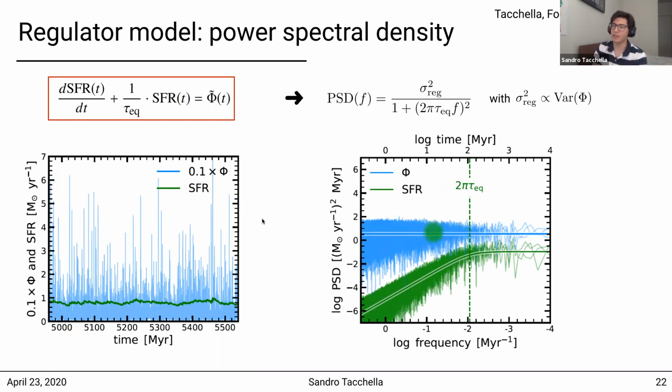And so this means that basically you have a lot of power on short time scales. So the inflow rate is very variable. And now we can compute what the resulting star formation rate is. And in this case, actually, there is an analytical solution to that.